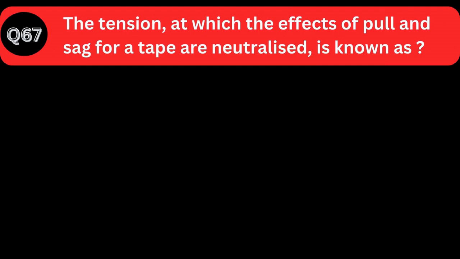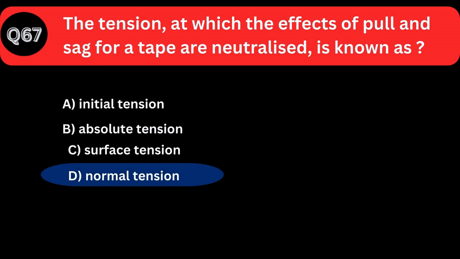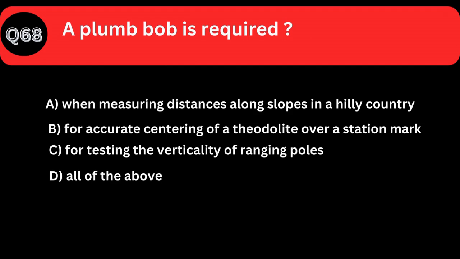The tension at which the effects of pull and sag for a tape are neutralized is known as. Options: A. Initial tension, B. Absolute tension, C. Surface tension, D. Normal tension. Answer: D. Normal tension.